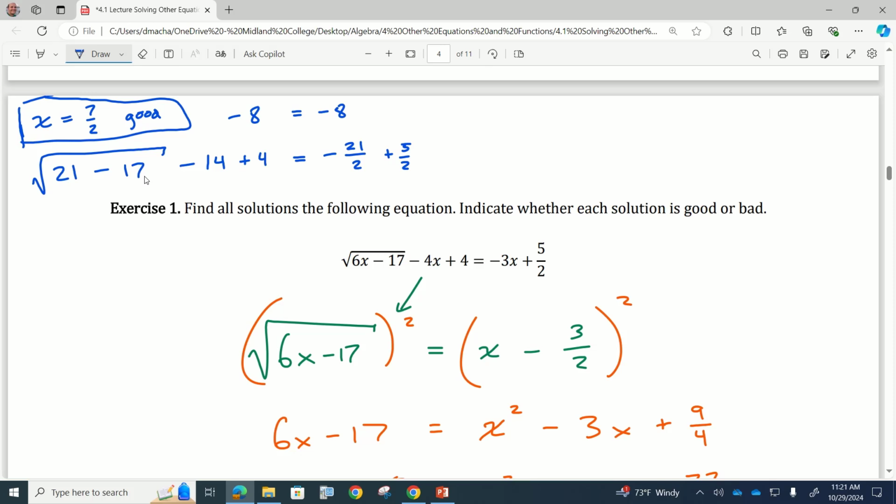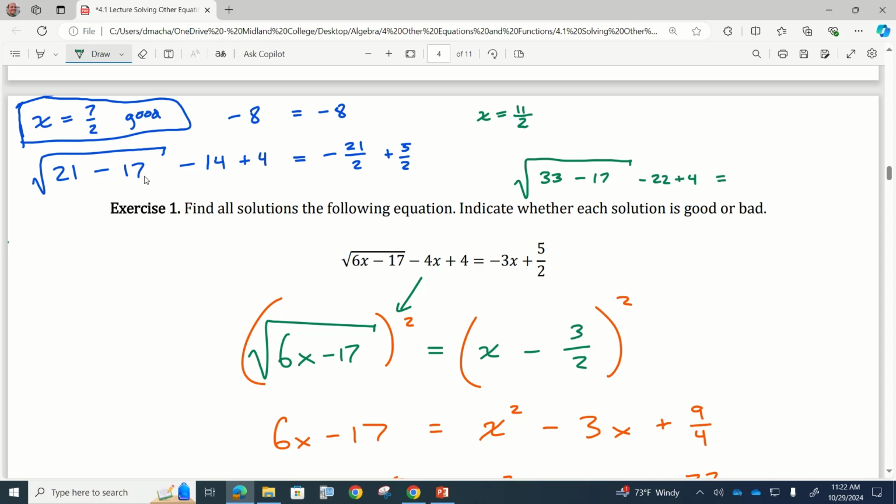When I plugged in x equals 7 over 2, I found that the left side of my original equation equals the right side of my original equation. What about my other solution if I say x equals 11 over 2? So I plug it in the same way. On the left side I've got 6 times 11 over 2, which is 33, minus 17, which is 16, and the square root of 16 is 4. Then minus 4 times 11 over 2, so that's minus 22, plus 4.